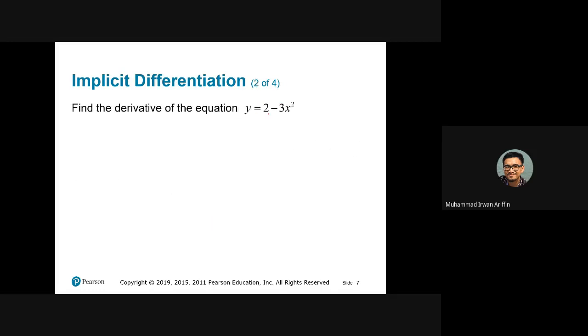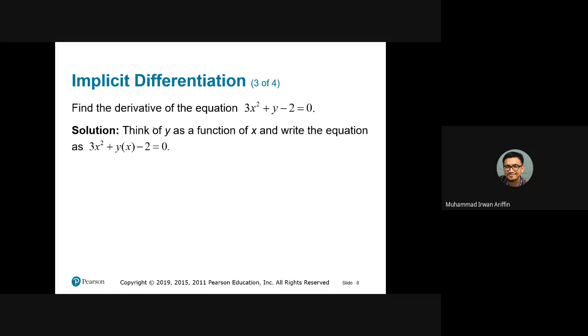Now, let's say we want to find the derivative of this explicit equation. Since this equation defines the relationship explicitly, we can apply the power rule. So y prime equals 0 minus 3 multiplied by 2, that is, negative 6x squared. Next, what if we are given the same function but now in implicit form? How do we find the derivative?